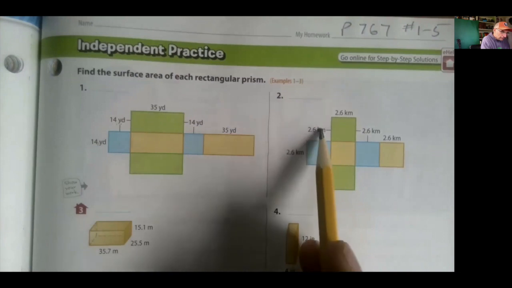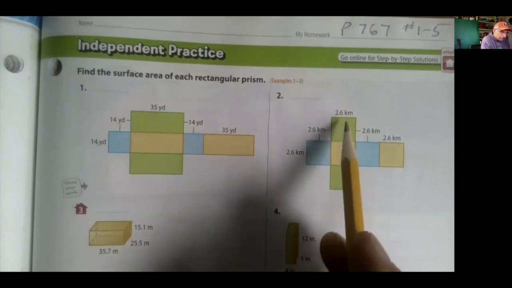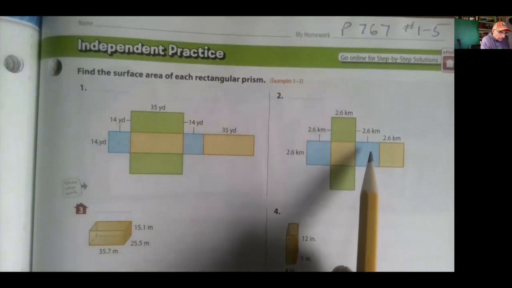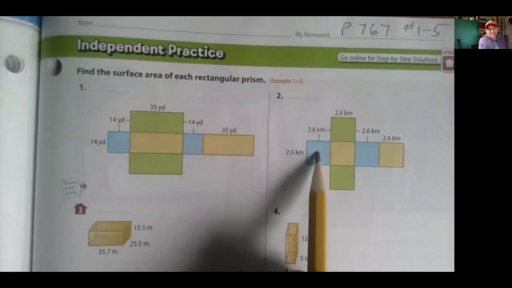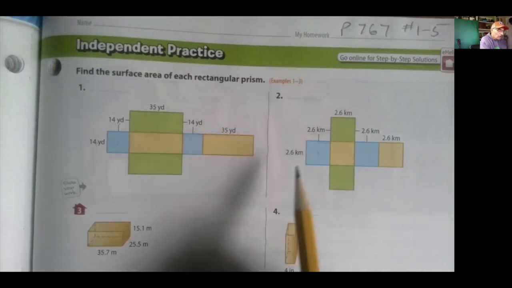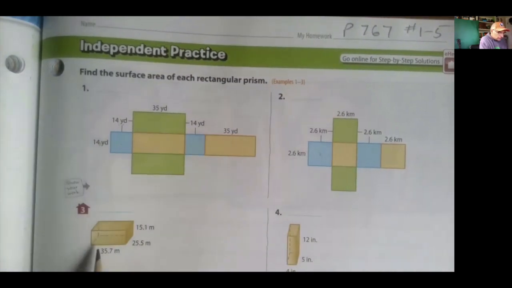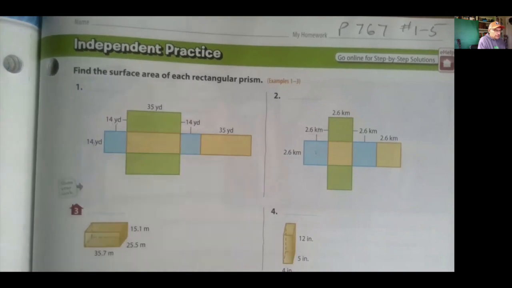Same here. It's going to be multiply this number times this number for the blue. Oh, look, it's a cube, right? They're all the same. So once you find the area of one side, then if you want, you can even multiply by 6 and make it a little bit easier since all the sides are the same. This one, just like in the guided practice, find the area of that face, and that face, multiply by 2. Same with all of these. All right, you are ready to rock and roll.